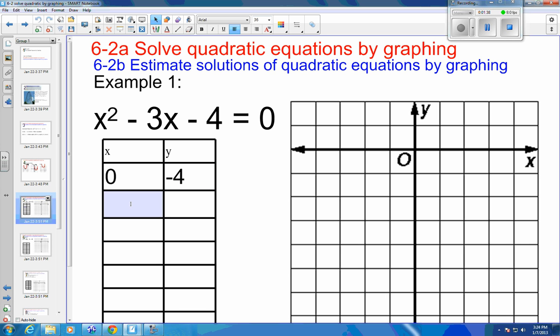Okay, so then I could try maybe like 1. And let me grab a pen color other than black here. So that would be 1 minus 3 minus 4, so it's 1 minus 7. So that would be a -6 here. I'm getting further negative, so I'm going to go the other way. So how about if I go -1?